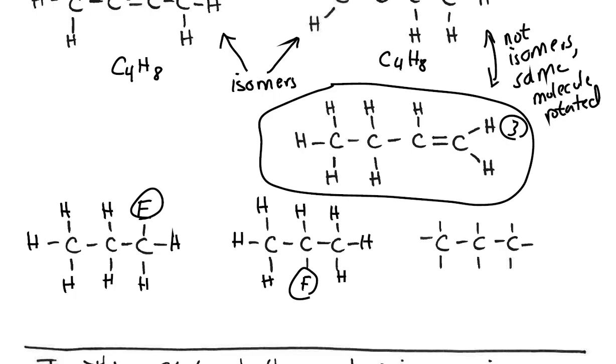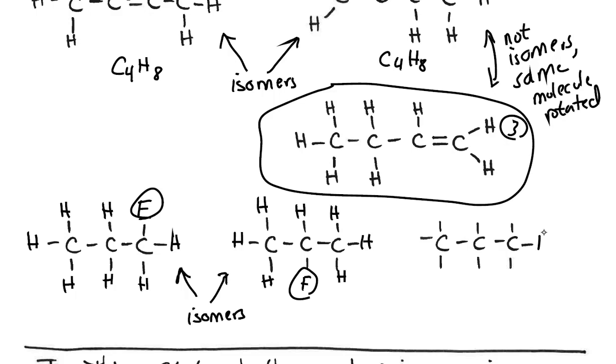Okay, well, just like above where the double bond was in different places, putting an F in different places will create isomers. They will have the same formula, but this one has an F on the end carbon, this one has an F on the central carbon. We can't rotate one of these molecules to create the other, so they're not the same molecule. These are isomers of one another.